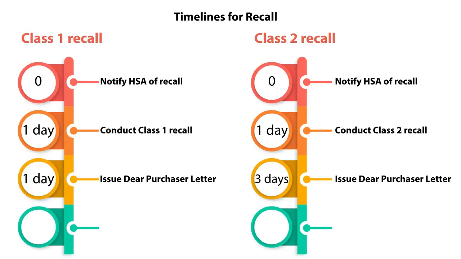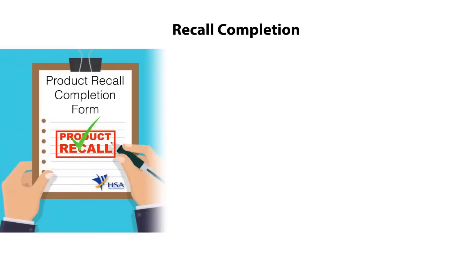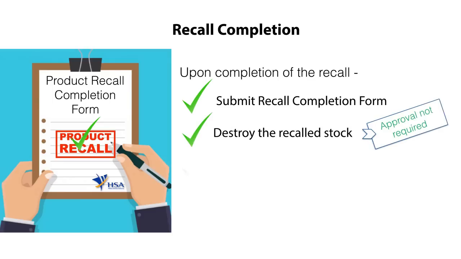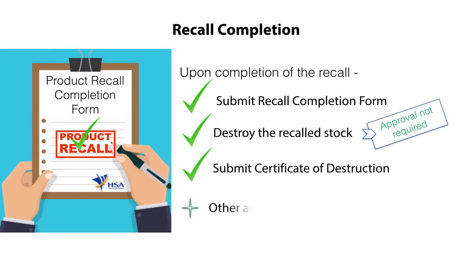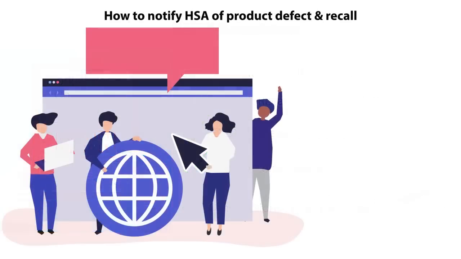The recall process is recommended to be completed within 1 week for a Class 1 or 3 weeks for a Class 2 recall. Upon completion of the recall exercise, please submit to HSA the product recall completion form. If the recall products are to be destroyed, HSA's approval is not needed, but a certificate of destruction should be submitted to HSA within 3 months from the completion of the recall. However, HSA's approval is needed for other actions, such as the reintroduction of the recall products back into the local market. Let's see where you can find the reporting forms for product defects and product recalls.